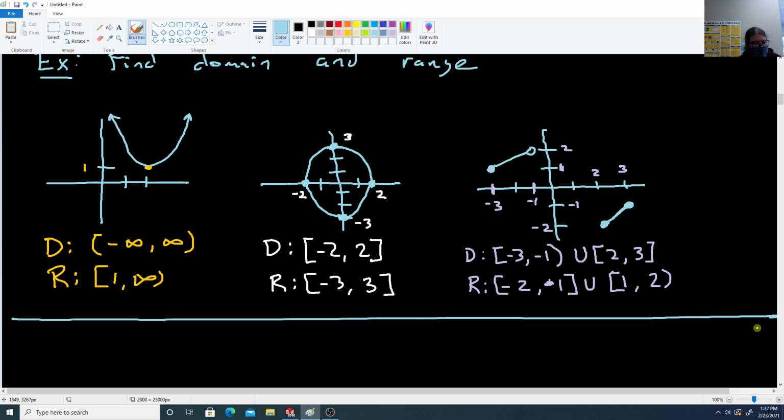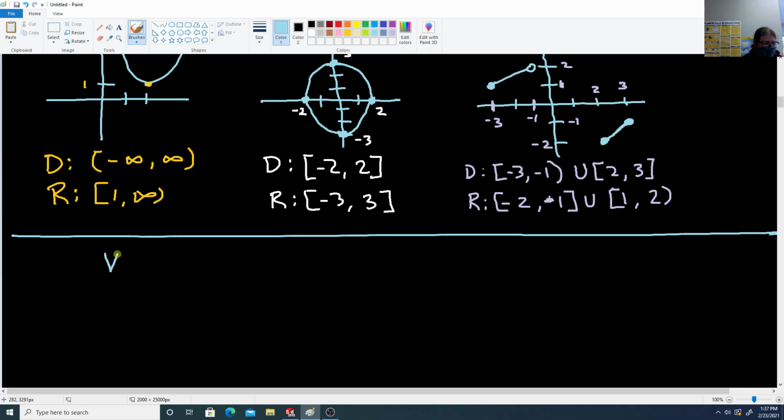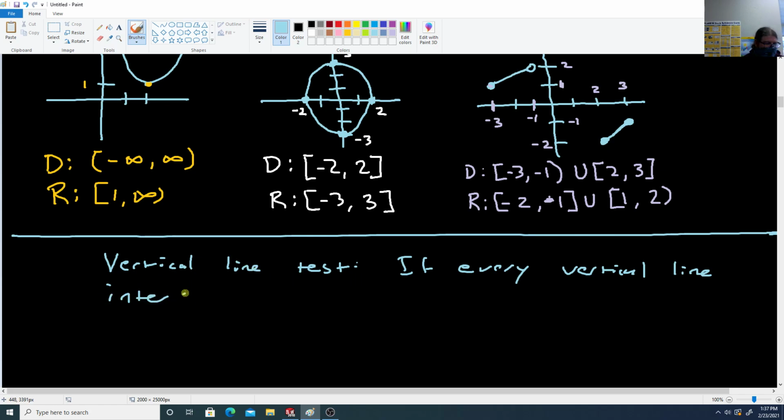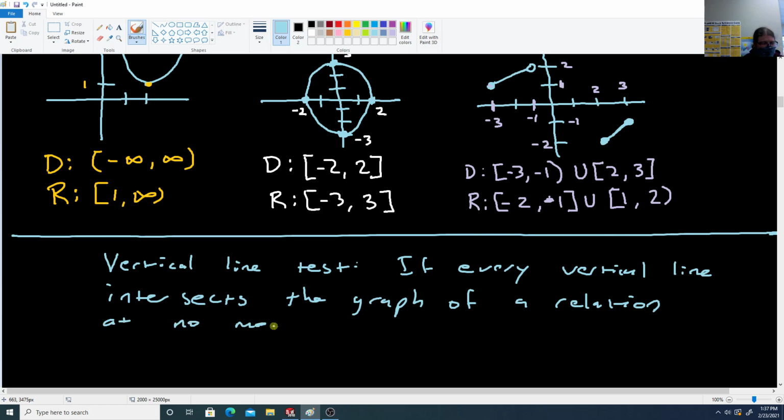Next, they want us to talk about something called the vertical line test. So the vertical line test, what this says is if every vertical line intersects the graph of a relation at no more than one point, then the relation is a function.